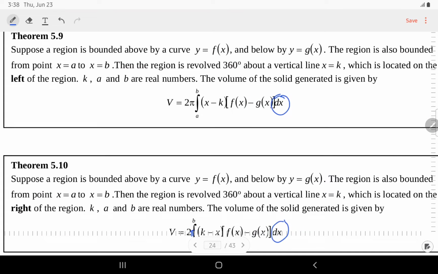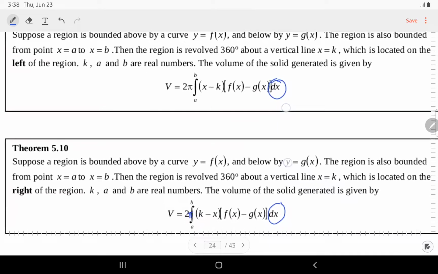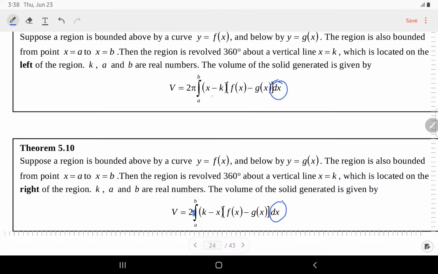For theorems 5.9 and 5.10, the difference between the two is the setup of the function. For this formula, we need to write x minus k. Meanwhile, for this formula it is k minus x. It is reversed. The rest is the same, function f minus function g, same as the previous formula. That is the difference between these two formulas.